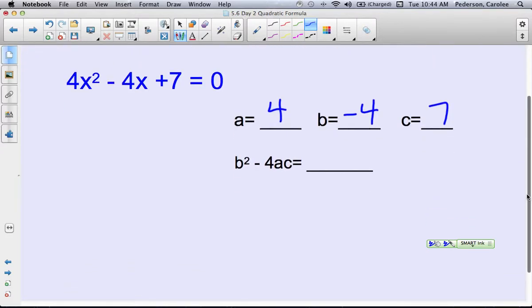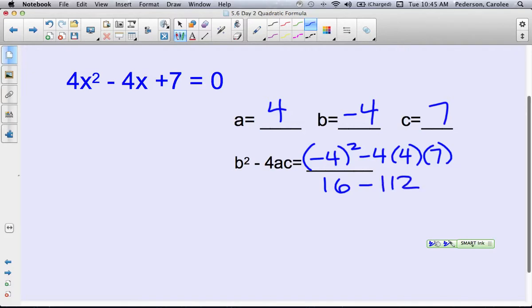Now we plug it into the discriminant equation. Negative 4 squared minus 4ac. And we reduce that. Negative 4 times negative 4 is positive 16. And then negative 4 times positive 4 is negative 16, times positive 7 is negative 112. And what we get is negative 96. This is our discriminant.